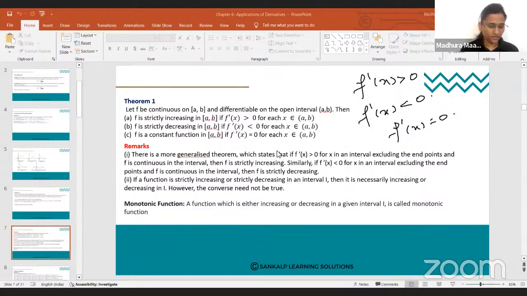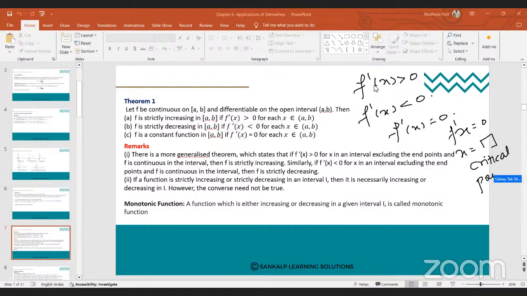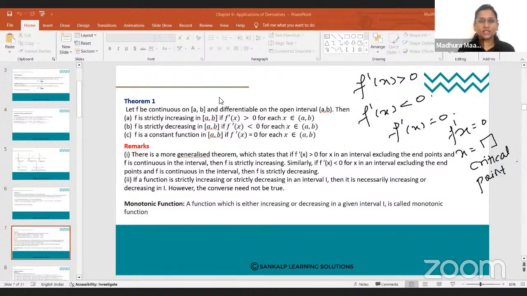We saw this much in the last class, and we started seeing examples of how to find increasing and decreasing functions. Either we use the first definition or this theorem. The theorem is very easy because we can find the derivative. The mechanism is to put f dash equal to 0 and get the x value. That is what we call the critical point. Using these, we will check whether the function is increasing or decreasing.